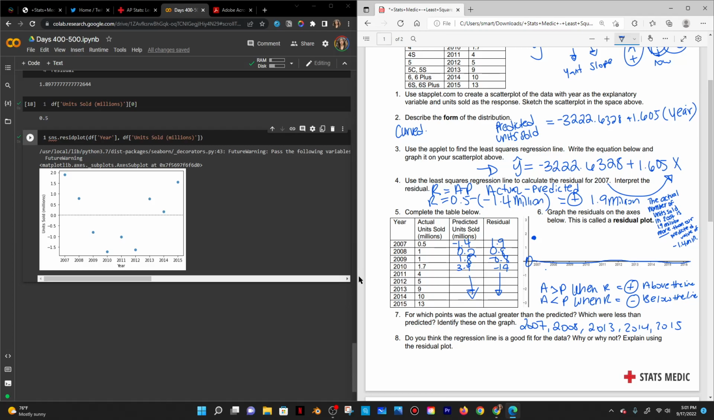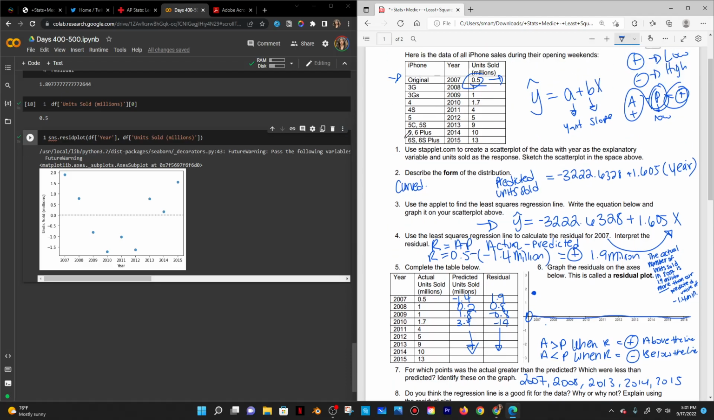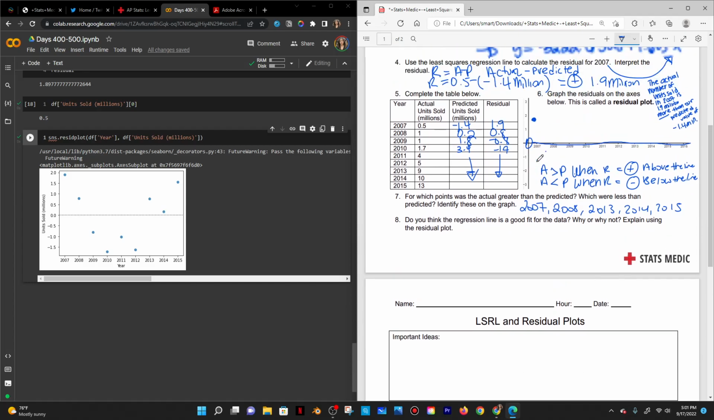You want to use this line to predict how many iPhone 8s will be sold in whatever year that was. And then in order to do that, you want the difference between the predicted value and the actual value to be zero, because that means that you're really hitting on the point, you're doing it right, okay?